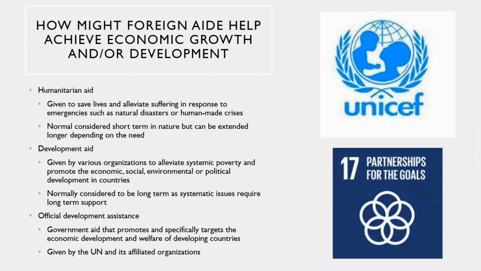Foreign aid is also tied in with humanitarian aid. This is given to save the lives of people suffering in response to emergencies. It's normally considered short-term in nature, but can extend. We have development aid. This is given by various organizations and countries to alleviate systematic poverty and promote economic, social, or political development. Development aid is usually more long-term. And we have government assistance, where the government aid promotes specific targets for economic development for different countries. This is given by the United Nations and its allied organizations.